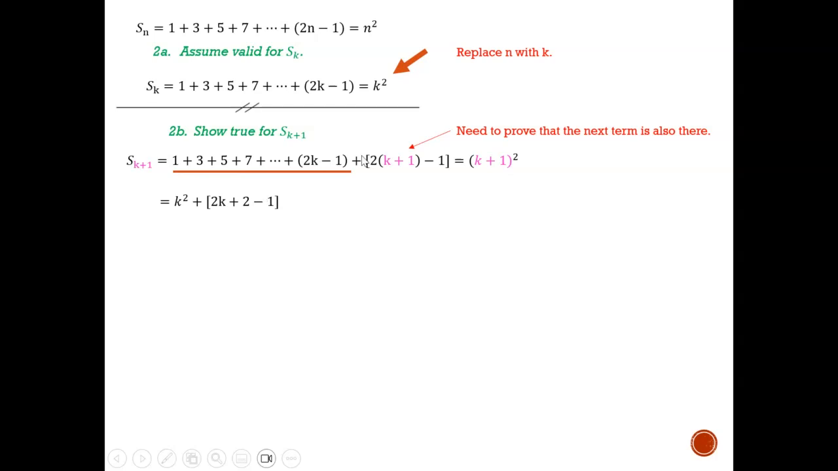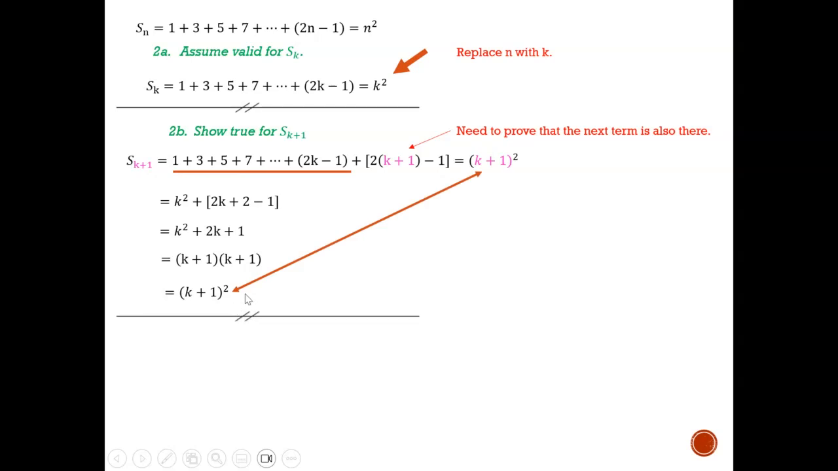So we have k squared plus, now here we distribute: 2 times k is 2k, and 2 times 1 is 2, minus 1. So this is the S_k, and now we're adding the next term, which is 2k plus 2 minus 1, which will give us k squared plus 2k plus 1. Now this answer, guys, has to equal the right side. So again, you don't work with the right side anymore. You only work on the left side. If we factor this, it's going to give us k plus 1 times k plus 1. If you notice, this is k plus 1 squared. They match. That means it's proven.